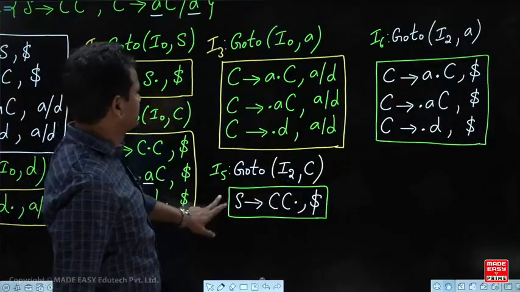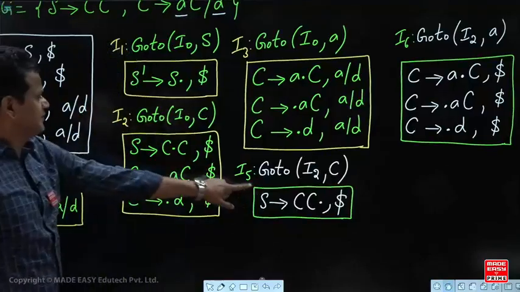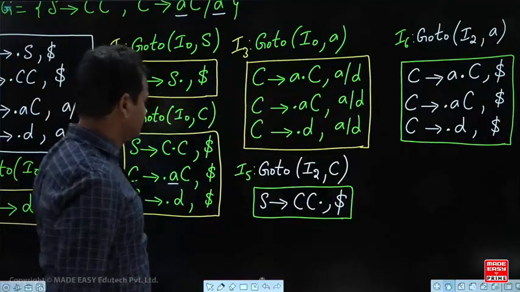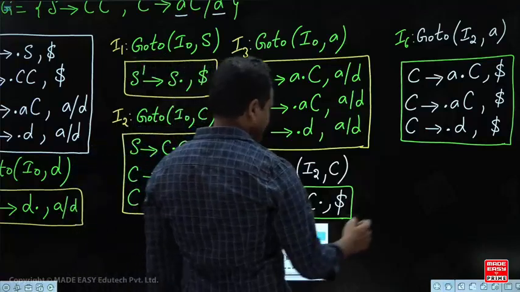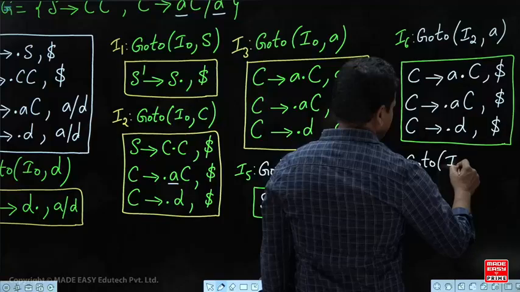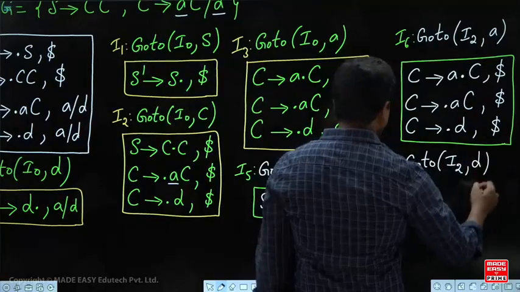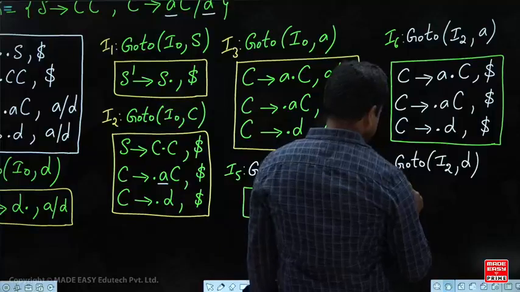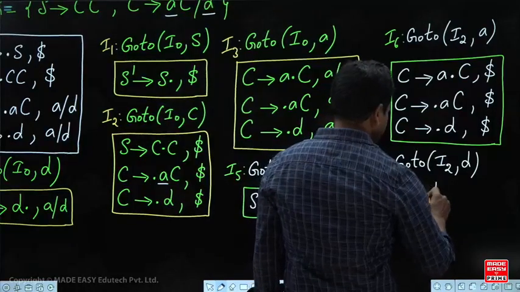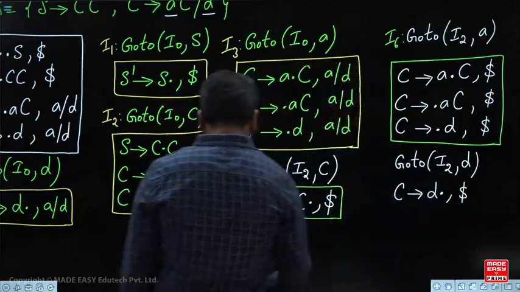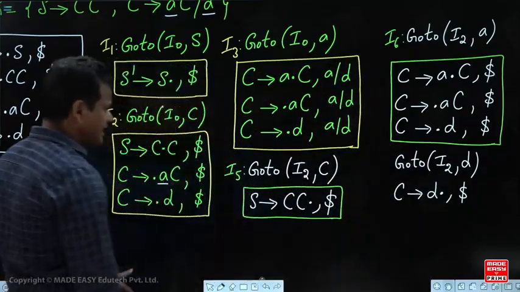Okay. Now, I3 comma C. Sorry, what is this one? I2 comma C. I2 comma small a. Now I2 comma D. Go to I2 comma D. What will we get? This one. Are you following? This one. C dash D dot comma dollar. Now here, do we have the same state?